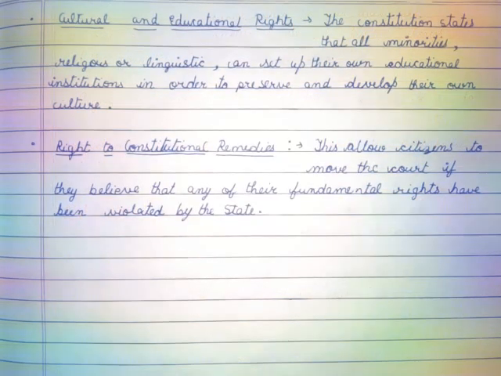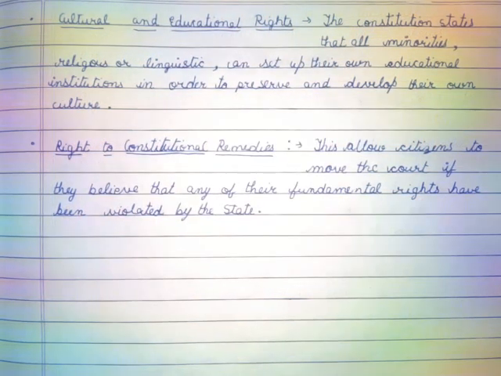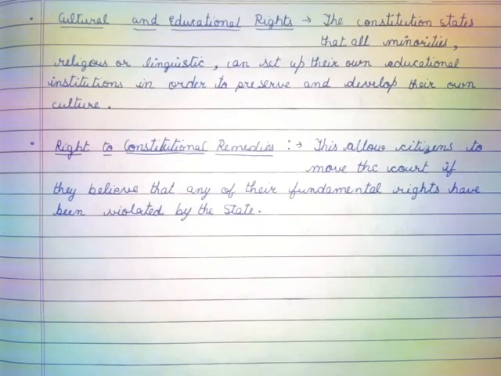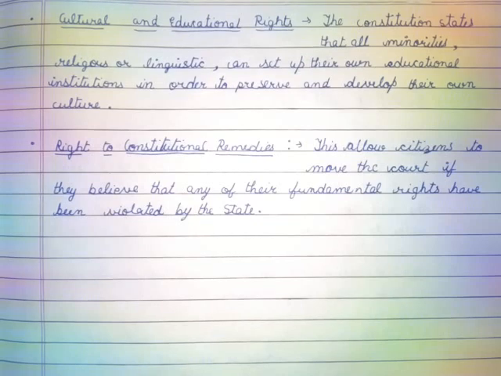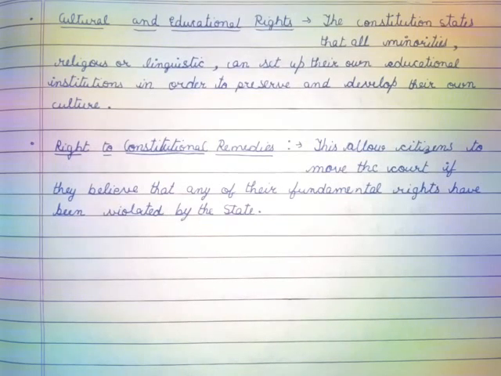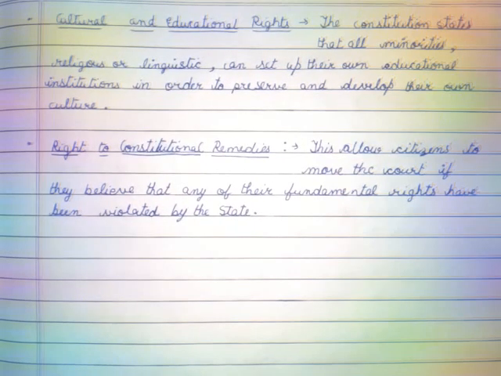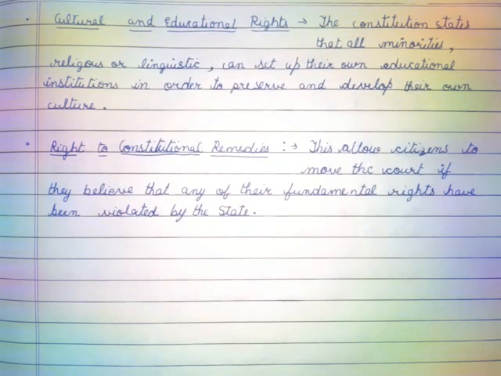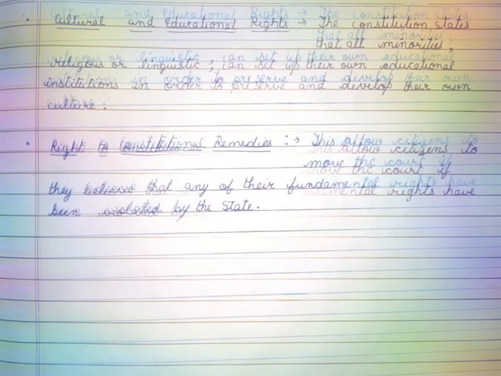Cultural and educational rights. The Constitution states that all minorities, religious or linguistic, can set up their own educational institutions in order to preserve and develop their own culture. Right to constitutional remedies. This allows citizens to move the court if they believe that any of their fundamental rights have been violated by the state.